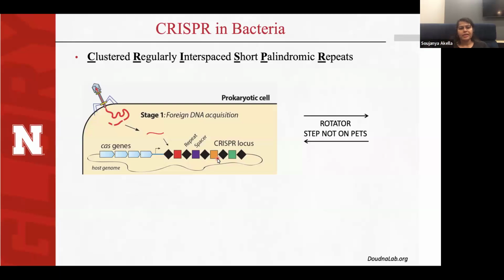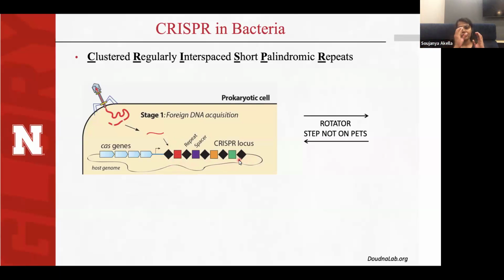So all of these repeats are also clustered, right? They are all clustered together. They are regularly interspaced, right? You can see between each of these black diamonds, there are these colored squares. So they are interspaced by what are called, surprise, surprise, spacer sequences. So that's what it is.